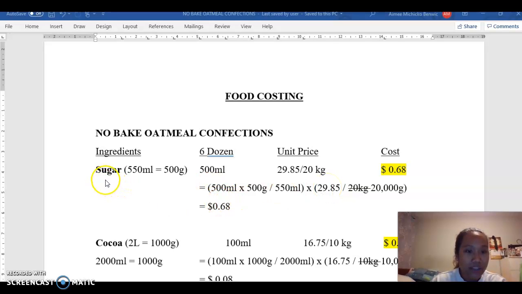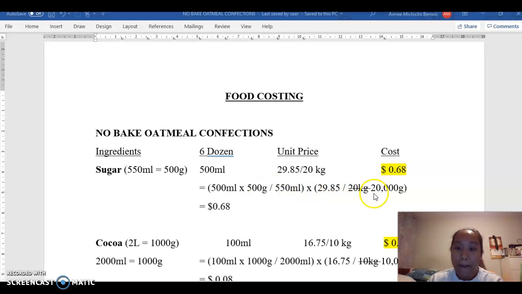First ingredient is the sugar. As you can see, there's a volume unit here, a measurement, so we have to incorporate that in our computation. Here, 500 ml, I got it from here, multiplied by 500 grams, divided by 550 ml. We have to cancel ml and ml, so that leaves us grams. Now we can multiply it by the unit price, which is $29.85 divided by 20 kilograms.